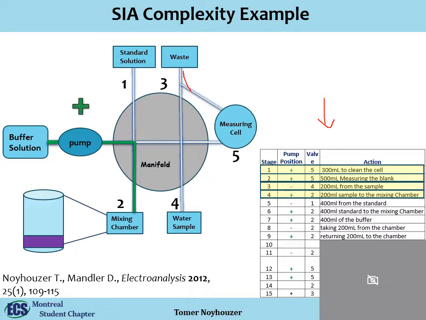So now I have my sample in the mixing chamber, but I want to make a standard addition measurement. So I need to add a standard to my solution. So now I'll draw a standard into the pipe and push it into the mixing chamber. And lastly, I want to control the pH or ionic strength, so I'm going to add a buffer to that mixing chamber. Now, I need to have everything well mixed, and we will talk about the mixing strategies in a few slides.